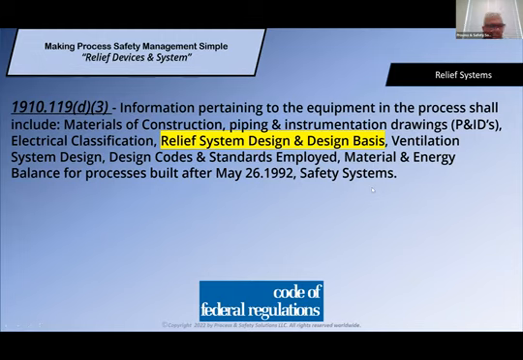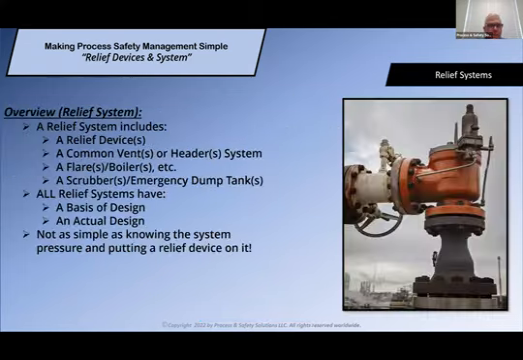So what we're referring to mainly, and what we're going to discuss throughout this webinar today, is that information that must be in your process safety information from a PSM standpoint. One of those items within the process safety information is relief system design and design basis. If you notice, there are two parts to this, design and the design basis, and that's one of the things we're going to spend a lot of time talking about today.